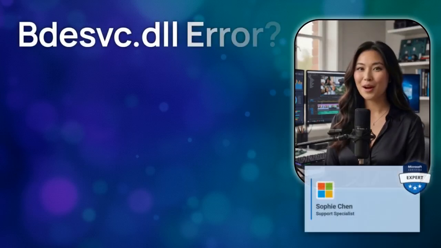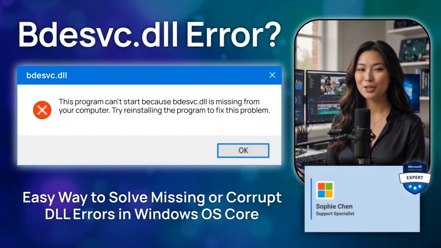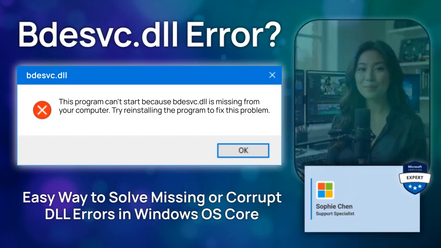Are you getting annoyed by the BitLocker Drive Encryption Service DLL causing your system integrity to fail? I'm Sophie Chen, a Windows system specialist. Let's resync your file architecture right now.